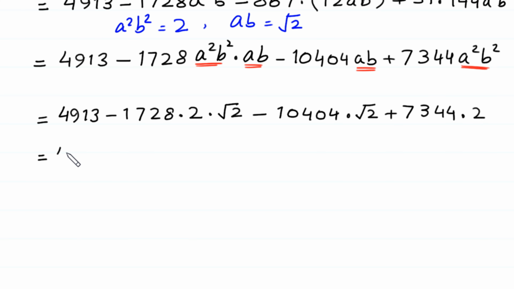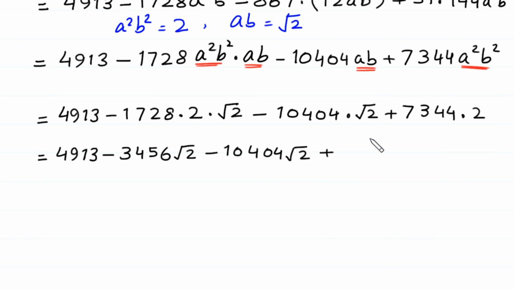Next, 4913 minus 1728 times 2, 3456 times square root of 2, minus 10404 times square root of 2, plus 7344 times 2 is equal to 14688.